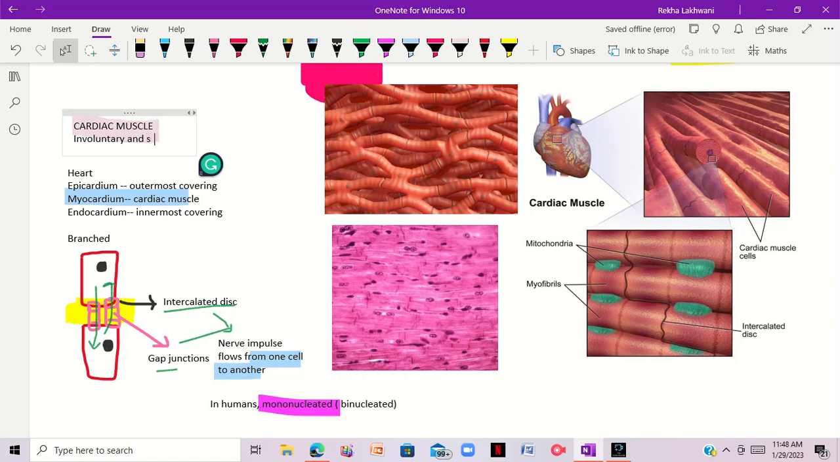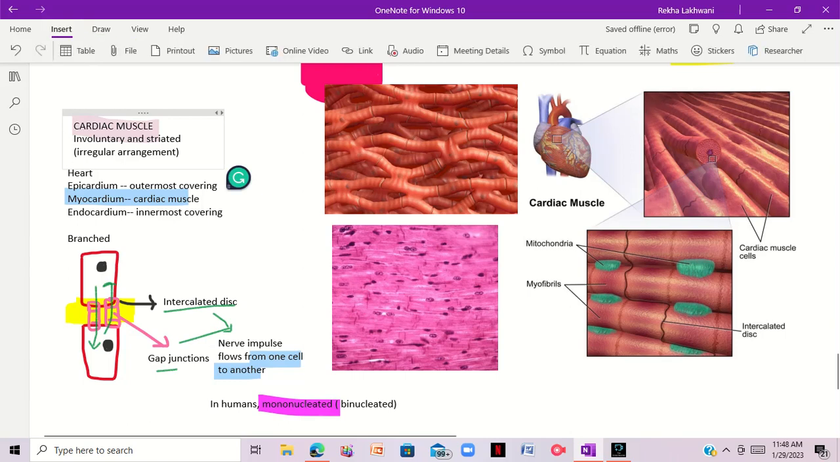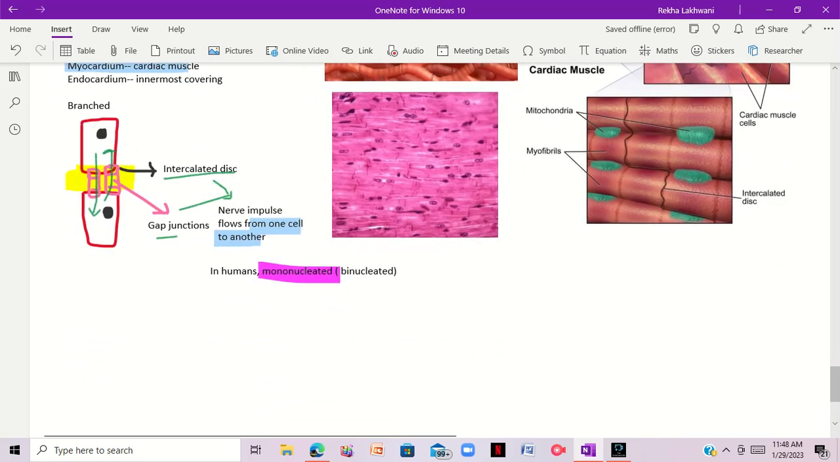They are striated. As we know, skeletal muscles are striated, and these are also striated but in an irregular arrangement. In skeletal muscles, they are striated in a regular arrangement, but over here the cardiac muscles have an irregular arrangement. Let me show you the diagram of what kind of striations I'm talking about.